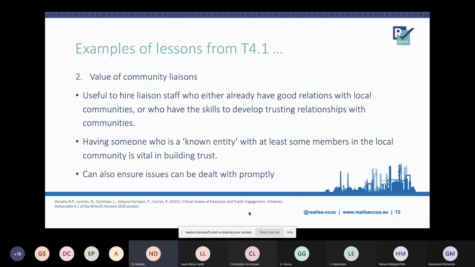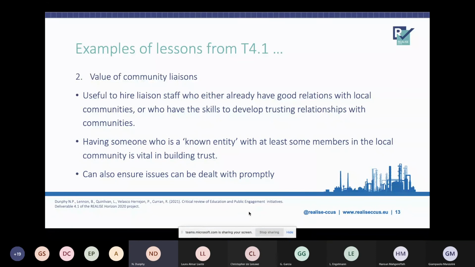There's great value in having staff who are liaising with the communities. It's useful to hire staff who already have good relations with local communities, or those who have the skills to develop trusting relationships with communities. Very often when we're dealing with infrastructure projects, it's an engineer with lots of technical knowledge who's thrown into the fray and expected to communicate the project to a local community. And very often these people do not have the skills to interact with the community in a way that's needed.